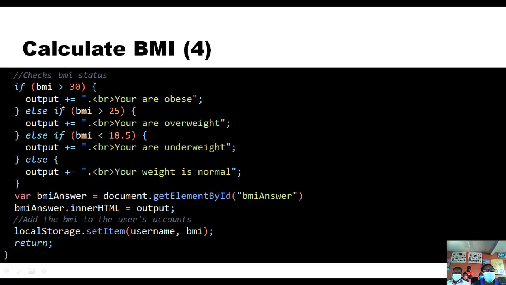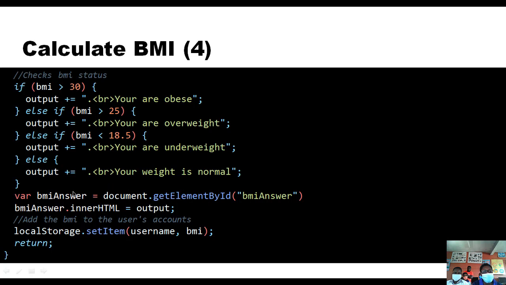And here, this will be added to your output. So if your BMI is greater than 30, it will tell you that you are obese. If the BMI is greater than 25, it will tell you are overweight. If your BMI is less than 8.5, it will tell you are underweight. And if your BMI is neither greater than 30, greater than 25, or less than 8.5, it means your weight is normal, so it will tell you that your weight is normal. This else if command is there to tell you that if this runs, the other should not run.